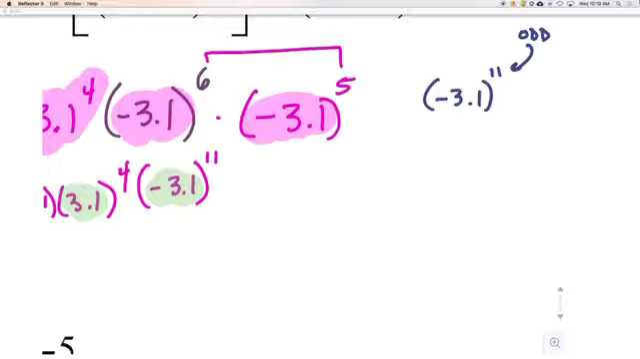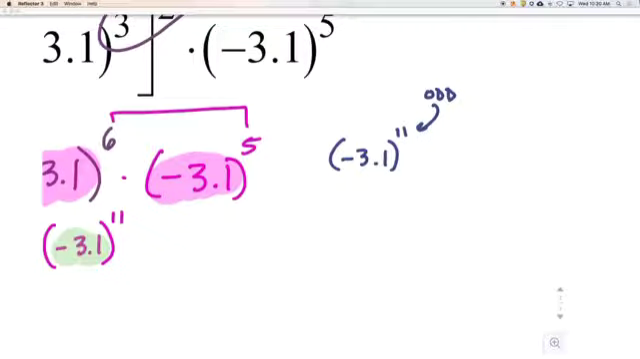So remember, when you pair up two negative factors, a negative times a negative is a what? Positive. So if you take pairs of negative factors, they're going to end up being a positive number. So if I have 11, I could pair five of them up, and I get positive times positive times positive times positive times positive. And then who's left over? A negative 3.1 factor. And what's a positive times a negative? A negative. So I know that that answer is going to be a negative number.